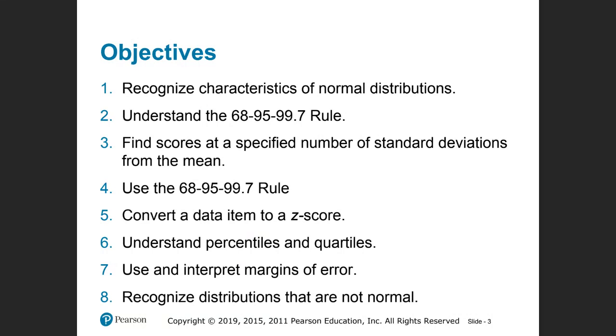First, recognize the characteristics of normal distributions. Understand the 68, 95, 99.7 rule. Find scores at a specified number of standard deviations from the mean. Use the 68, 95, 99.7 rule. Convert a data item to a z-score. Understand percentiles and quartiles. Use and interpret margins of error, and recognize that certain distributions are not normal.